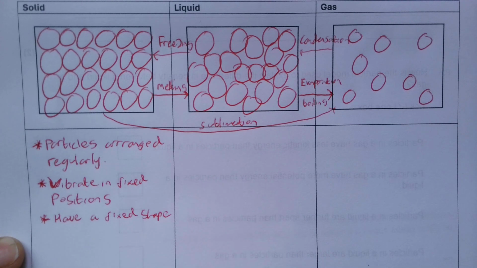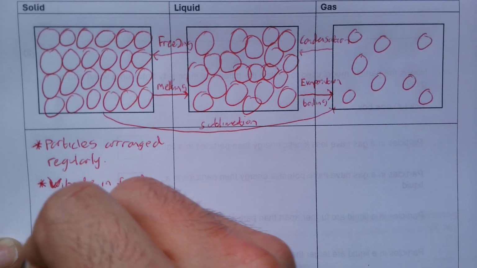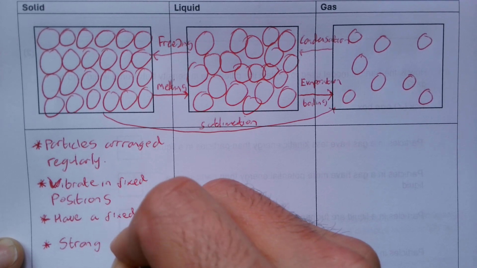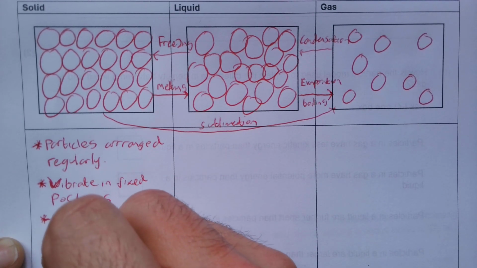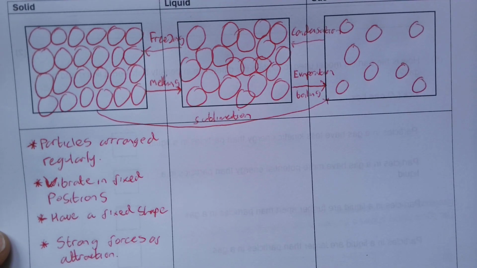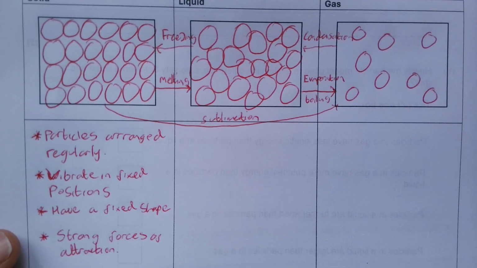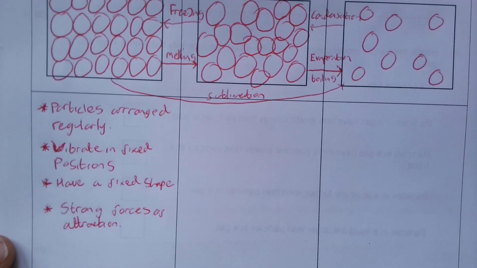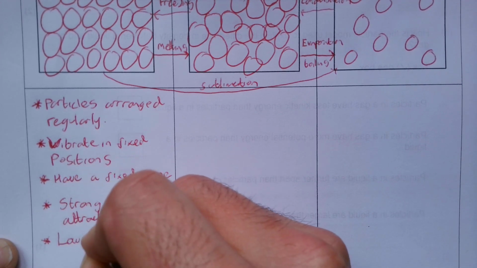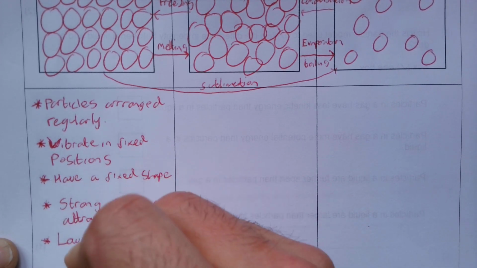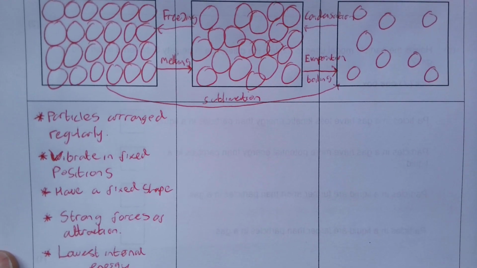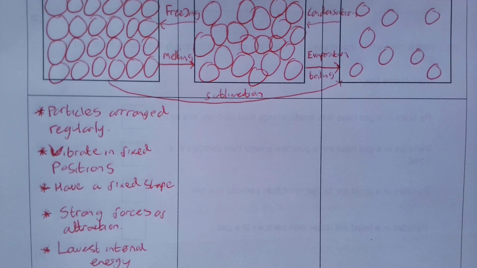And then they have strong forces of attraction. That's why they all stay together. Attraction means coming together, so strong forces of attraction holding them together. And then we can say particles have the lowest kinetic and internal energy. So we can just say lowest internal energy. Now, gases are pretty much the opposite to solids, and then liquids are in between.